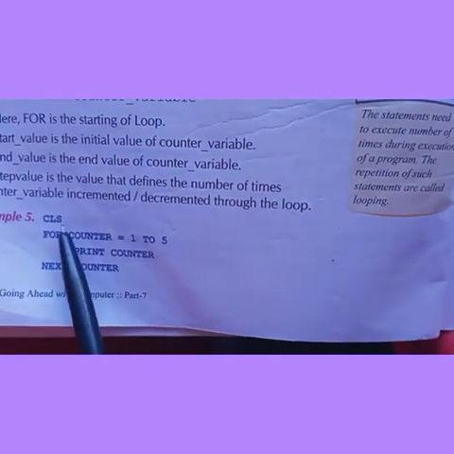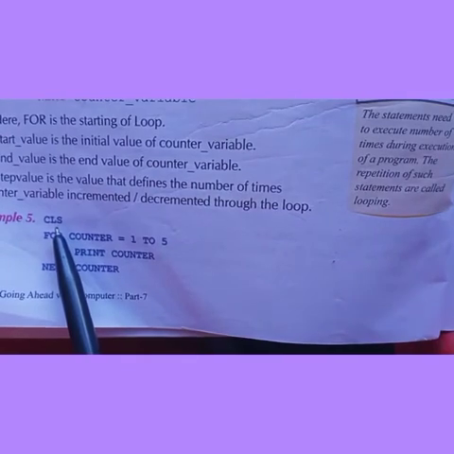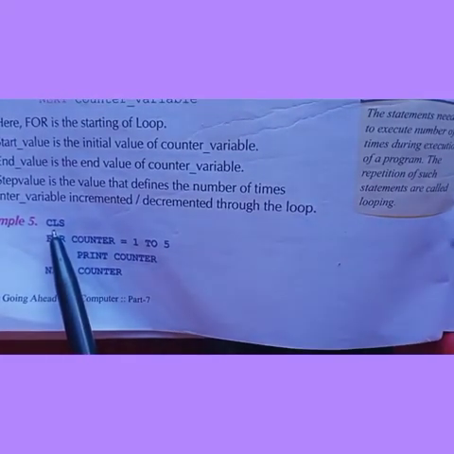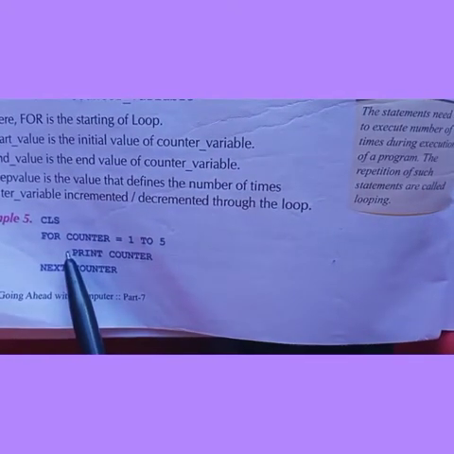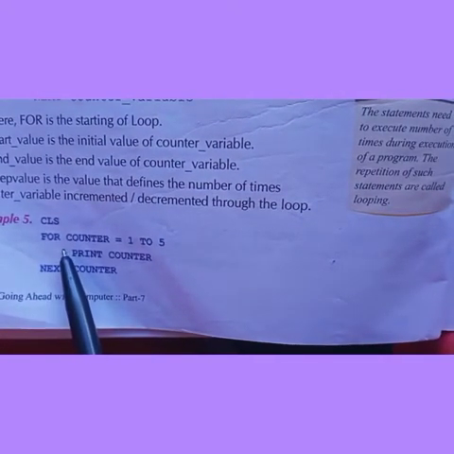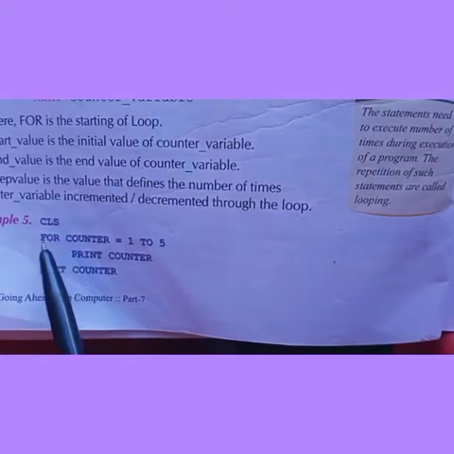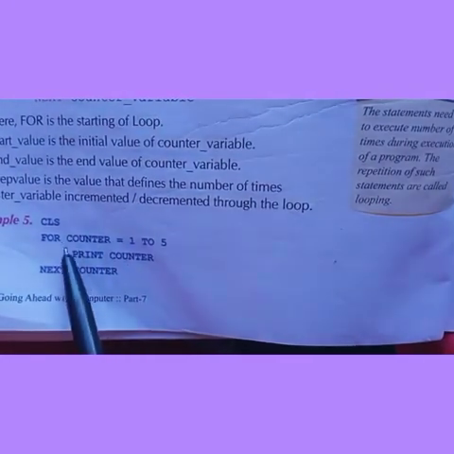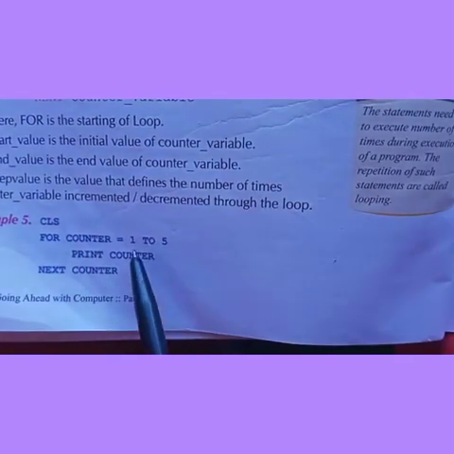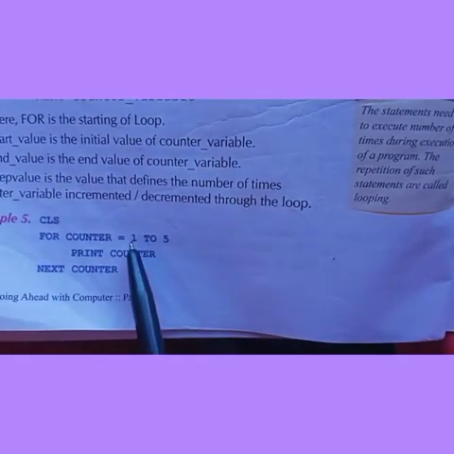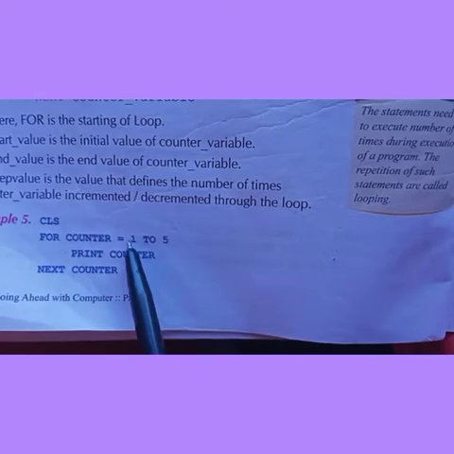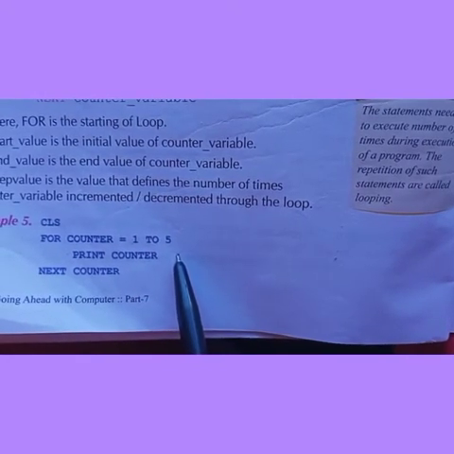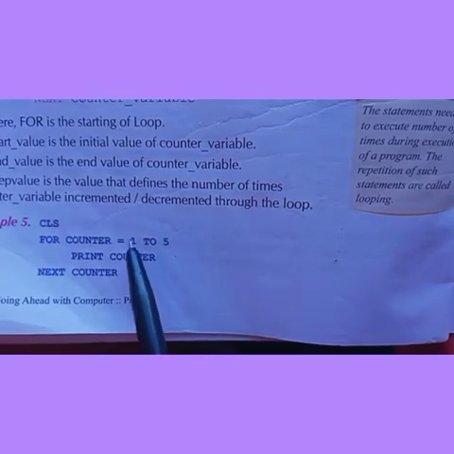It's written CLS. The CLS statement is for clearing the screen. Before the execution takes place, the screen will get cleared. Then we have FOR. We said that it is a FOR NEXT loop. So FOR counter: counter is a variable that will keep on counting. FOR counter = 1 TO 5. This is the initial, starting value, and this is the end value where our counting will end. So here we are going to execute it from 1 to 5.